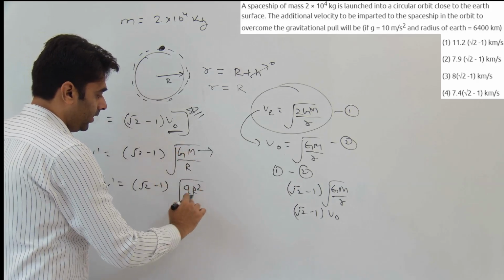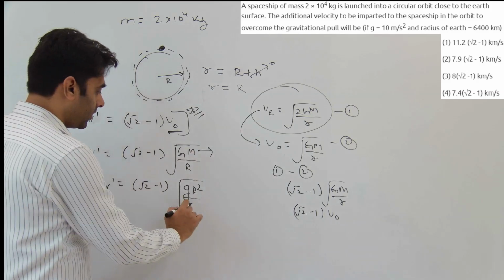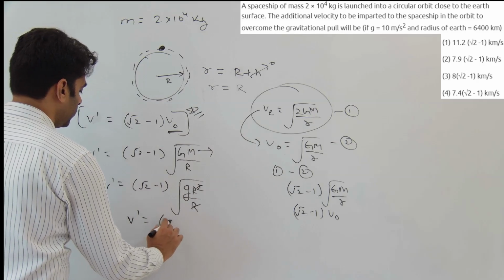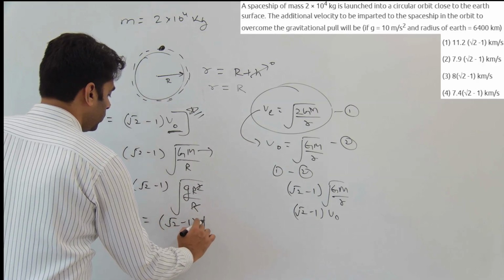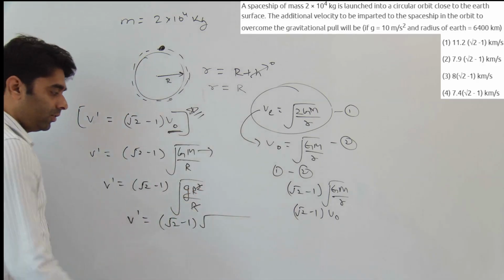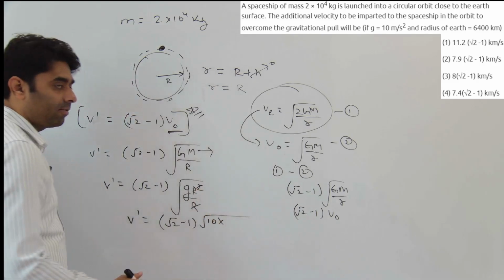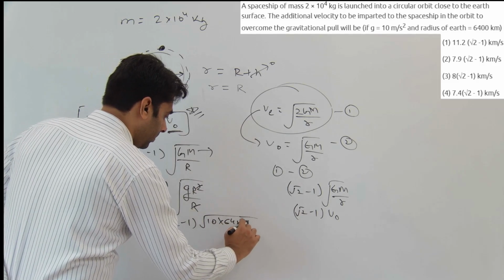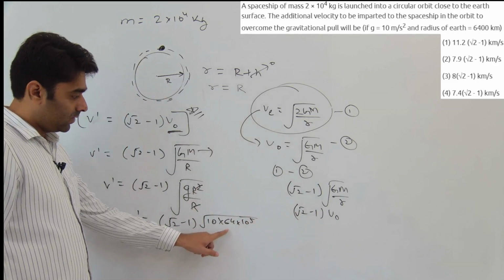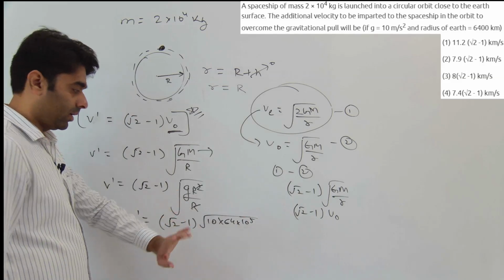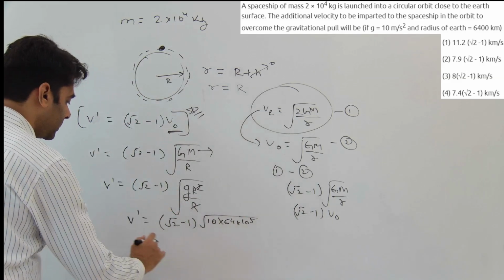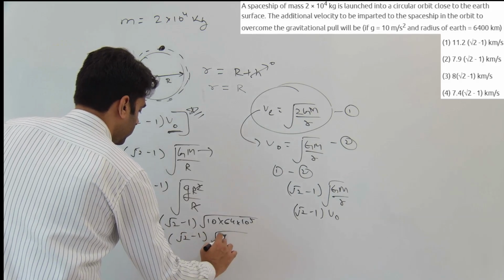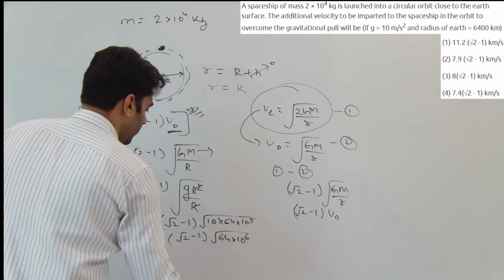Gr square. GM can be written as small g r square, r cancels out, so we are left with v dash is equal to root 2 minus 1 root gr. G value is 10, and r value is 6400 kilometer, which I can write as 64 into 10 power 5. Okay, 64 into 10 power 5, that is in meter. So this becomes 64 into 10 power 6 root 2 minus 1 into root over 64 into 10 power 6.